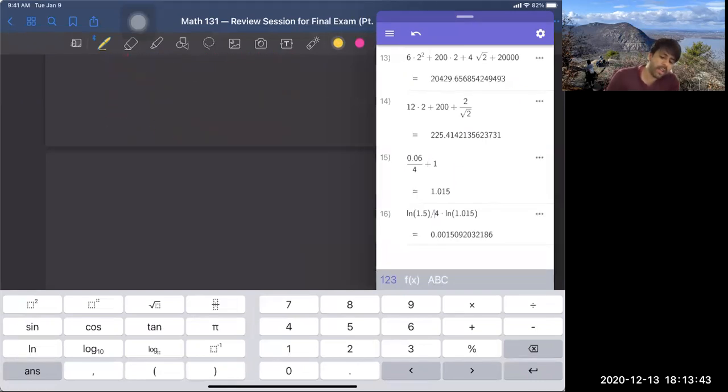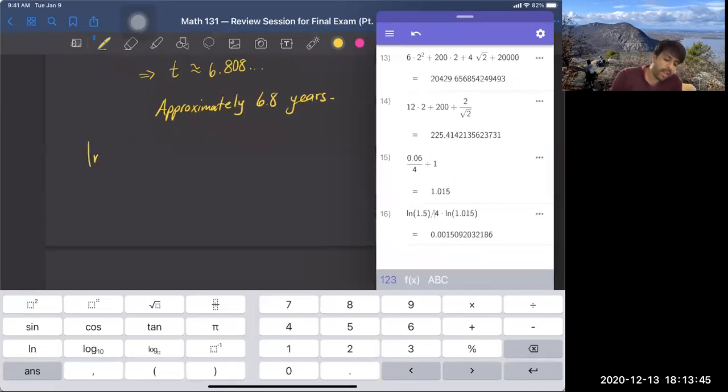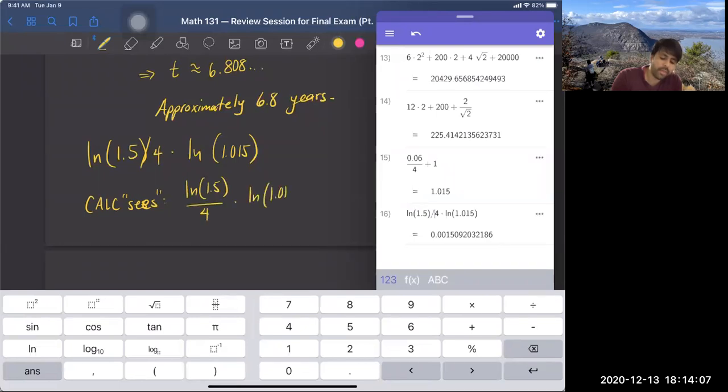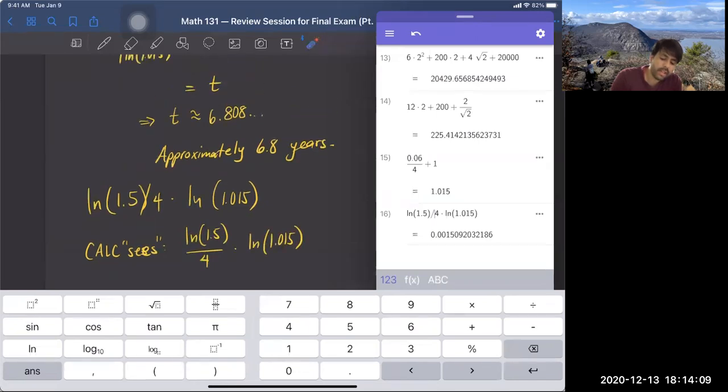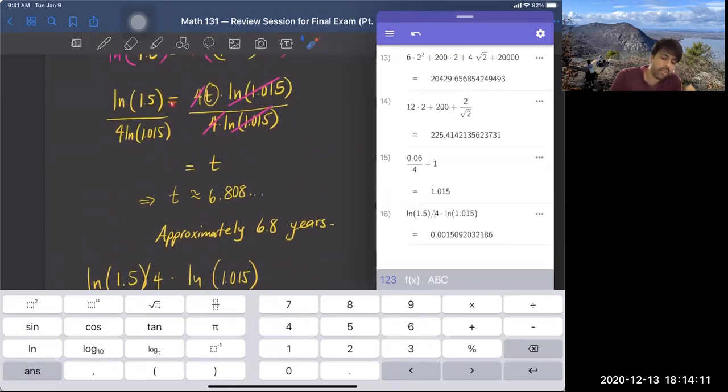So what the calculator sees, if you write ln of 1.5 divided by 4 multiplied by ln of 1.015, is this, quote unquote. It sees ln of 1.5, so it first divides by 4, and then it multiplies by ln of 1.015. Do you see how different this is compared to what you actually want?